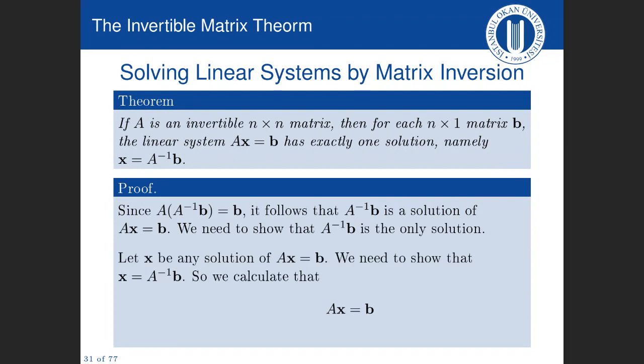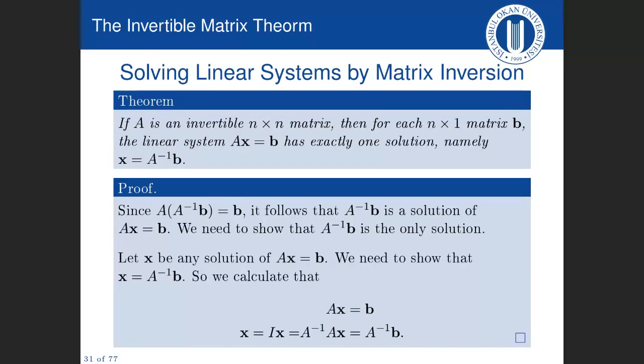So let X be any solution of AX equal to B. We need to show that we must have X equal to A inverse B, because we want to show that A inverse B is the only solution. So we can calculate that AX equal to B, multiply on both sides on the left by A inverse, we get A inverse AX is equal to A inverse B. But on the left, that's just the identity multiplied by X, or X. So we must have X equal to A inverse B. This is the only solution.